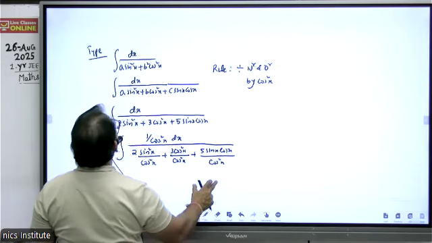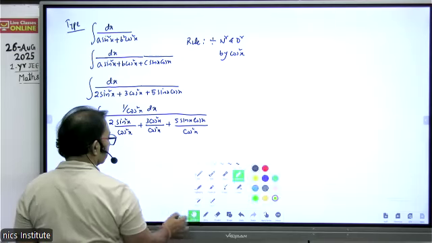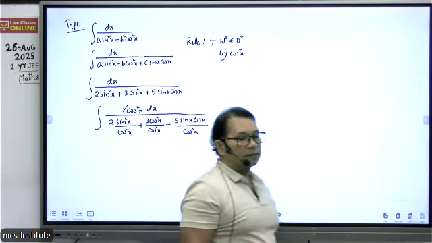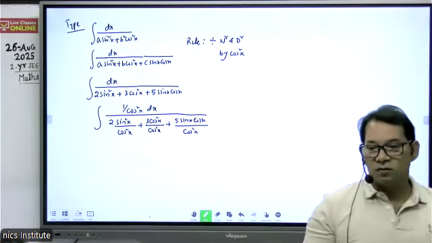Dividing numerator and denominator by cos square x. Then you substitute tan x is equal to t.